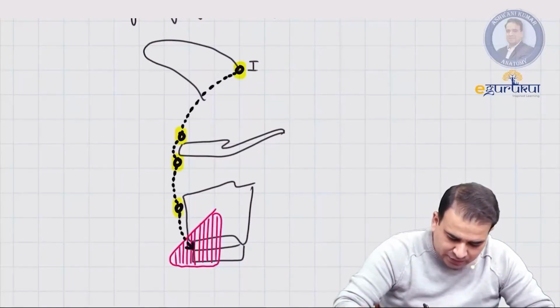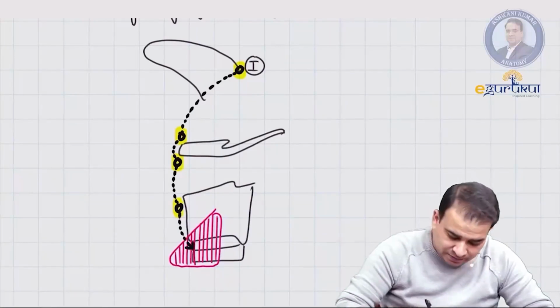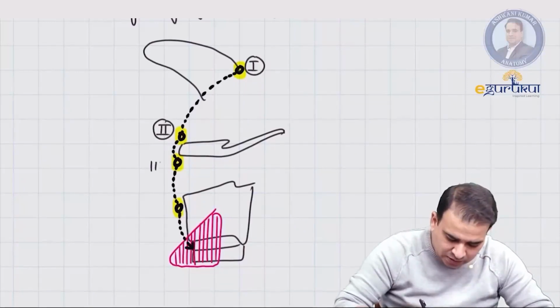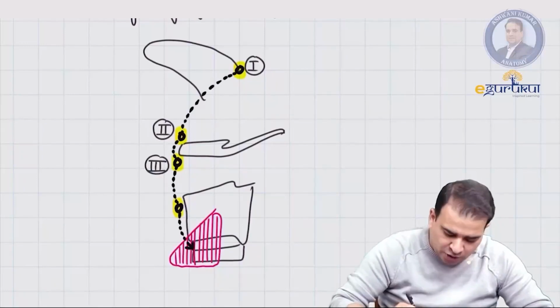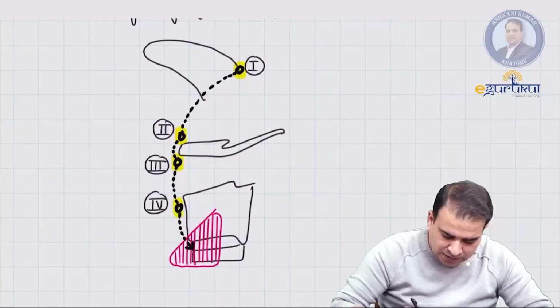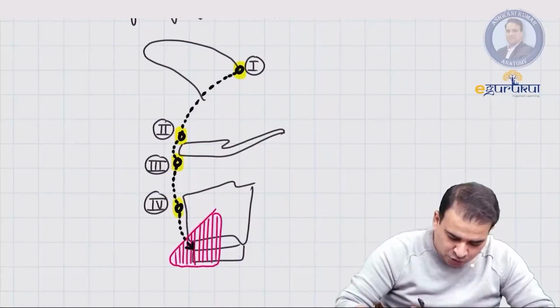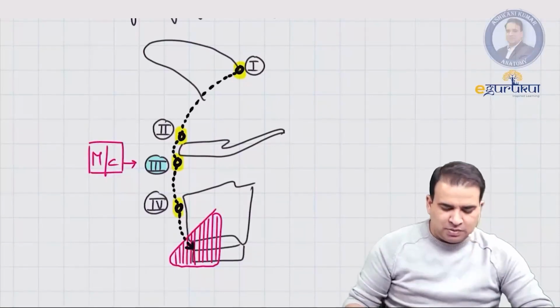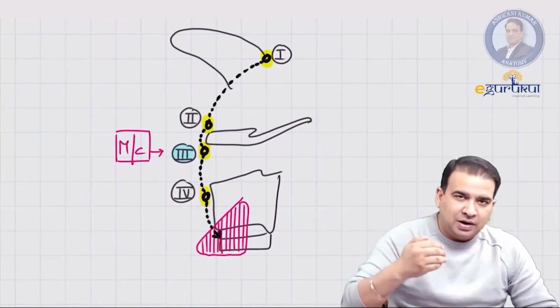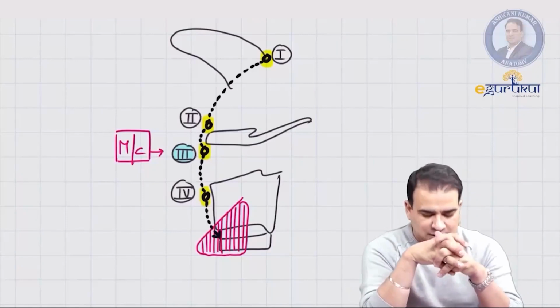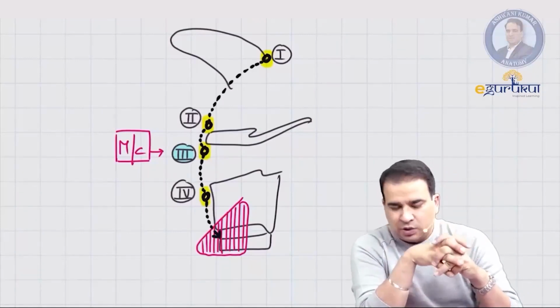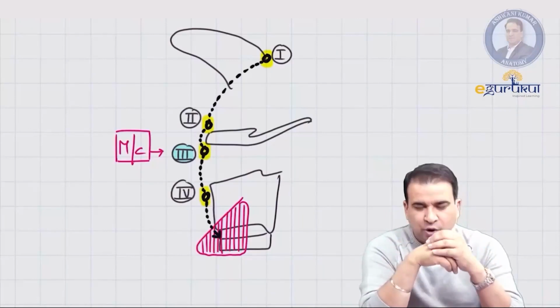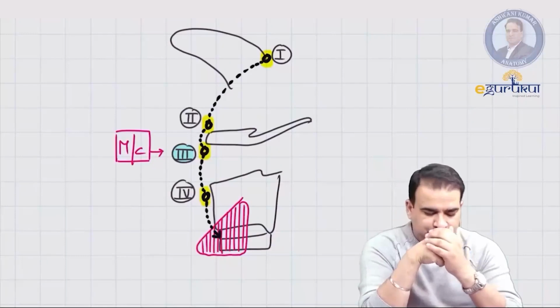The first site for the thyroglossal cyst is the foramen cecum itself. The second site is in front and above the body of hyoid. Number 3, that is in front and below the body of hyoid. And number 4, that is in front of the thyroid cartilage. And please note, out of these, number 3 is the most common site for the thyroglossal cyst, that is in front and just below the body of the hyoid bone.